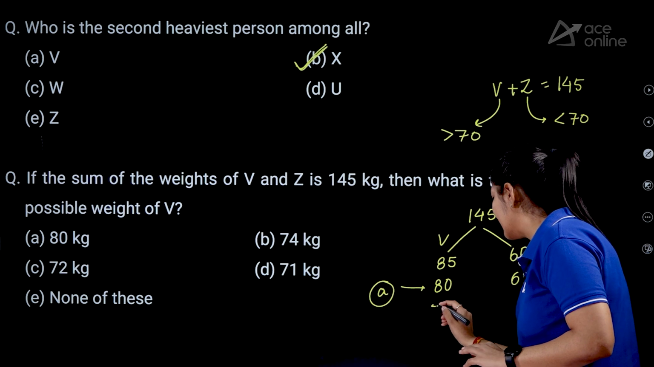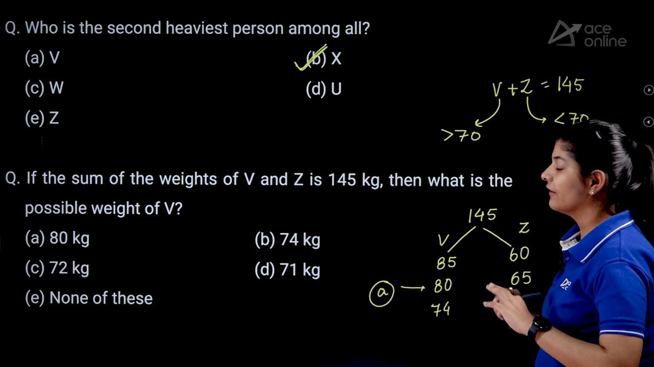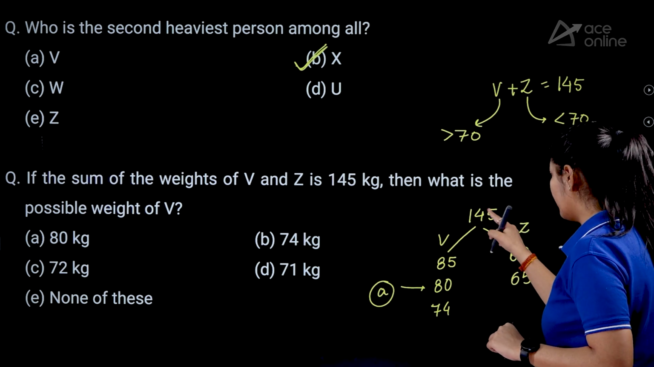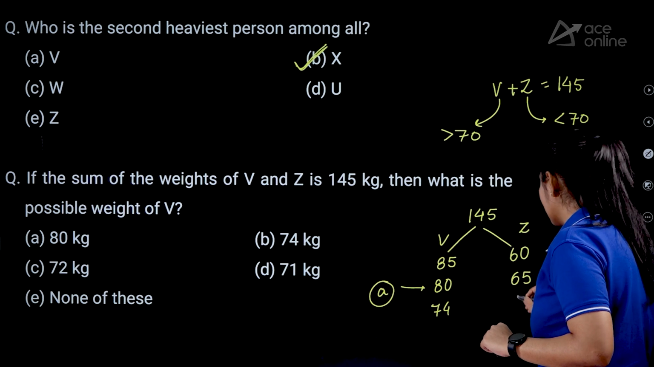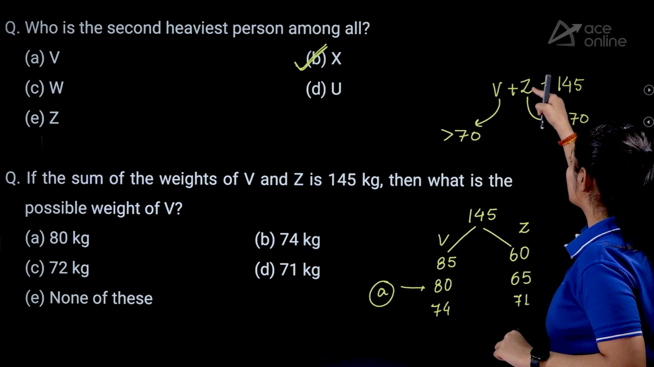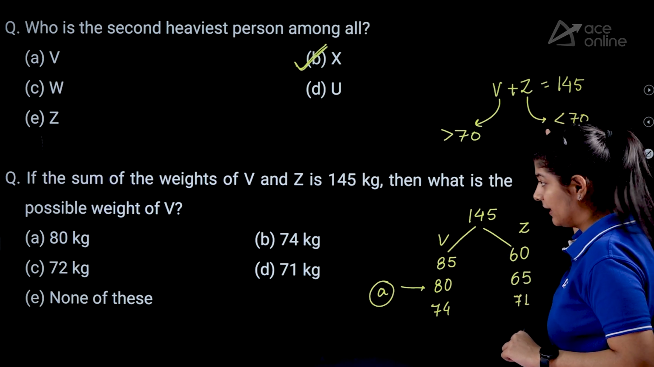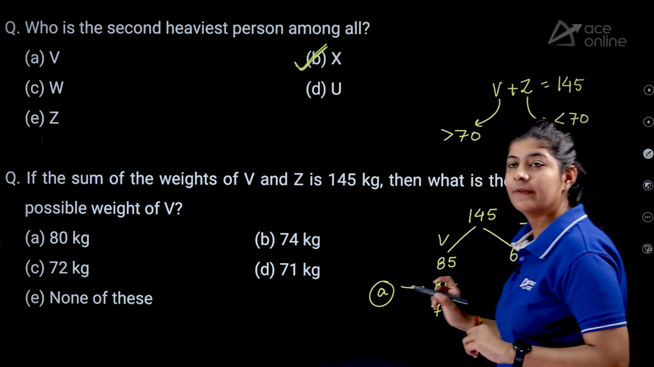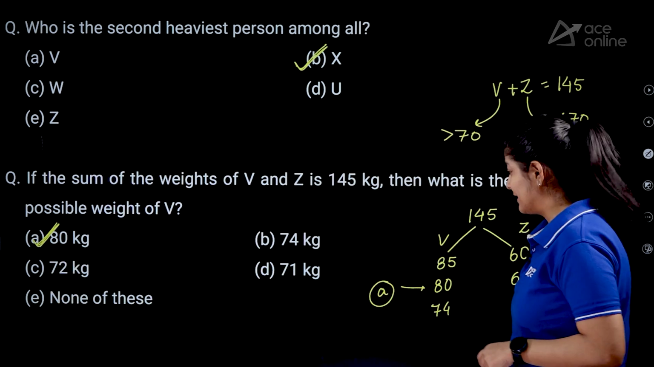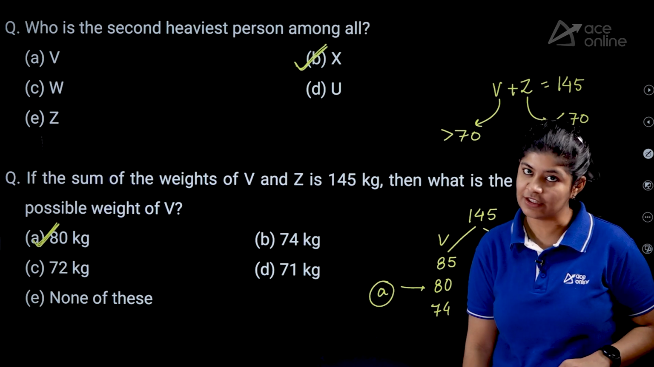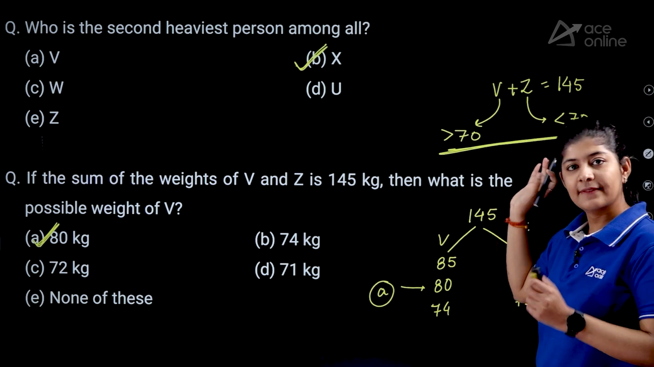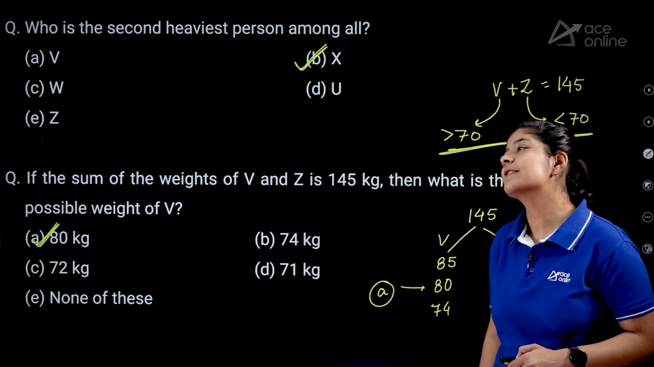Okay. So if we are taking the weight of V as 74, which is the second highest weight given over here, in that particular case, the weight of Z will become 71. That's not possible because the weight of Z should be less than 70. So according to this case, the only possible value that we are having is option number A, that is 80 kgs. Is it clear? Because we have to take care of these two conditions only, and because of that we can easily determine the answers.